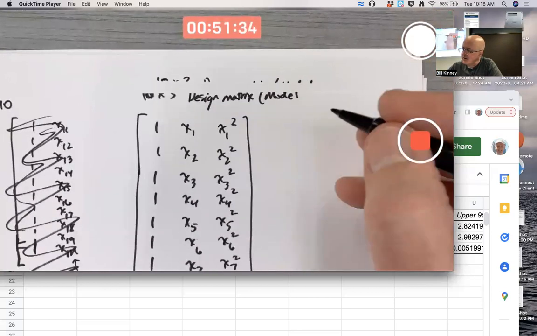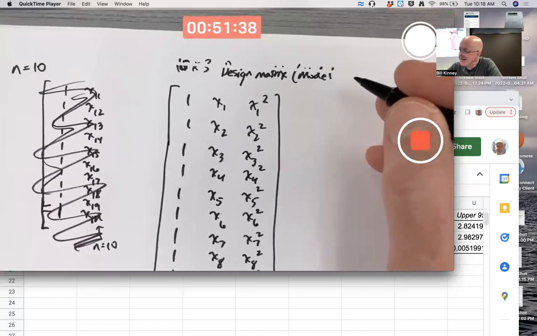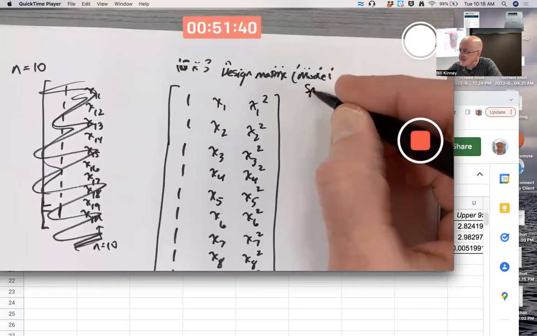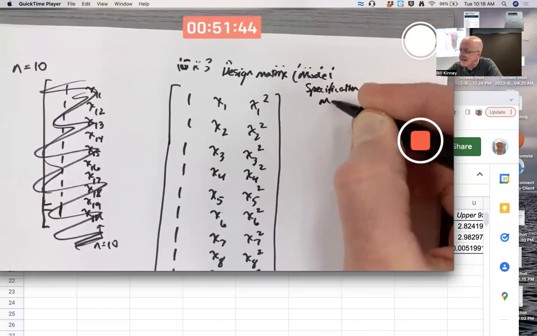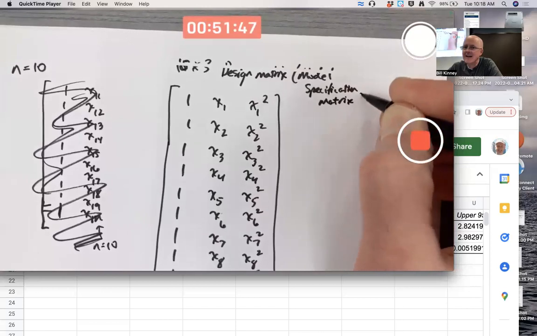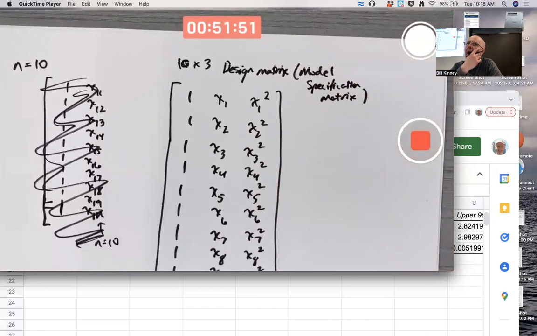Oh, I'm out of paper there. Model. I didn't realize I was writing on 2 pieces of paper. Model specification matrix. Design matrix is shorter and prettier. I think I'll usually say design matrix.